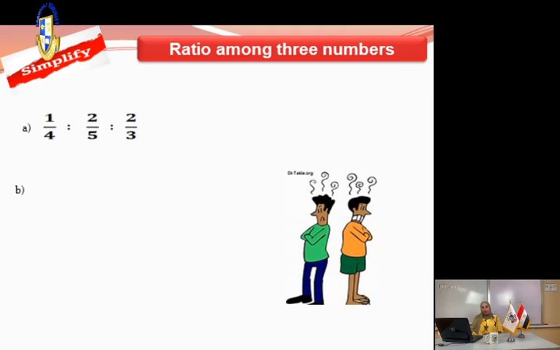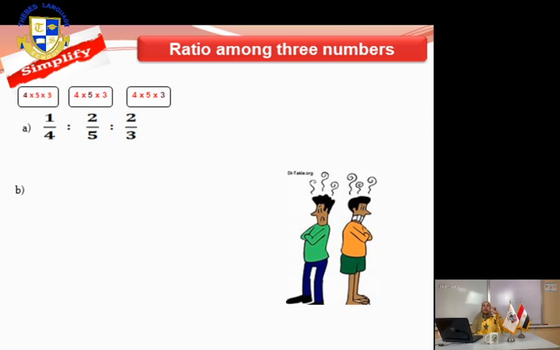Let's start. Example 1. 1/4 to 2/5 to 2/3. Do you remember? I said before, take all the denominators and put them up to the fractions. So each fraction will have a box with 4 by 5 by 3. Okay? After that, cancel the repeated number in each fraction.